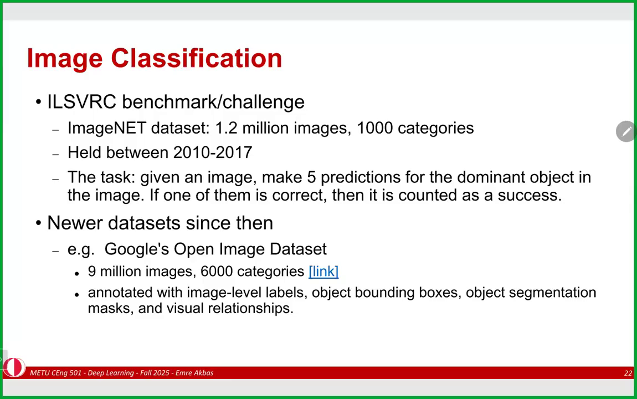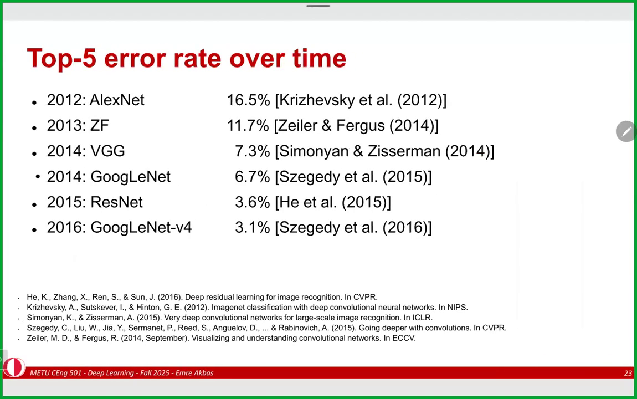As I said, this competition is not being done, but this data set is still being used today for research purposes. Since then, we have better and more large-scale data sets, such as this one, 9 million images in 6,000 categories, annotated at several different levels. But ImageNet is still being used actively in research. So these are the winners of this competition from 2012 to 2016.